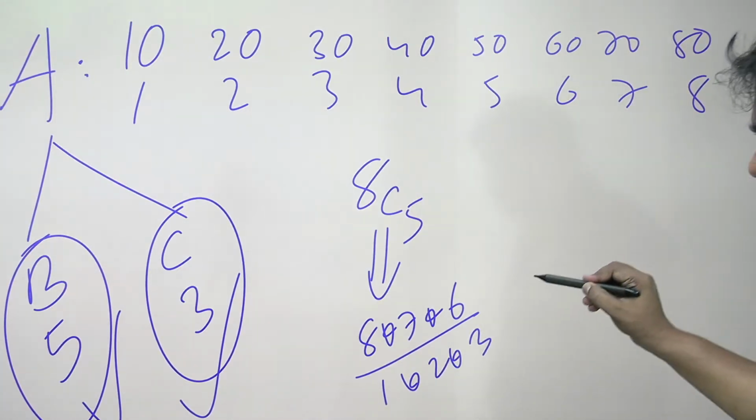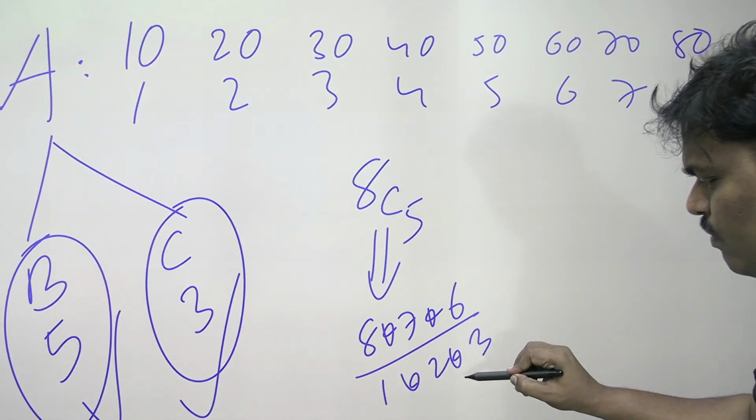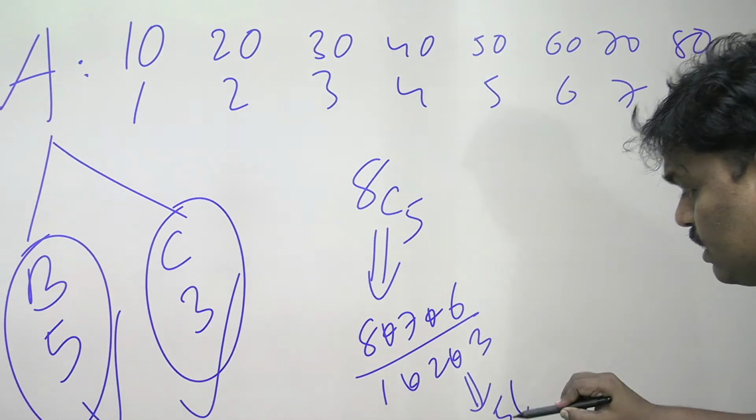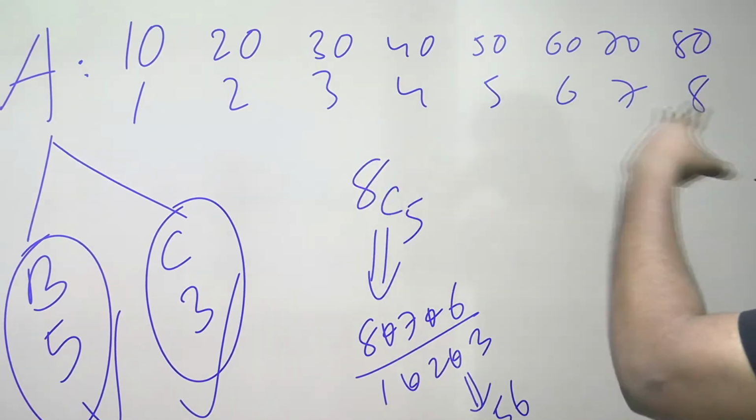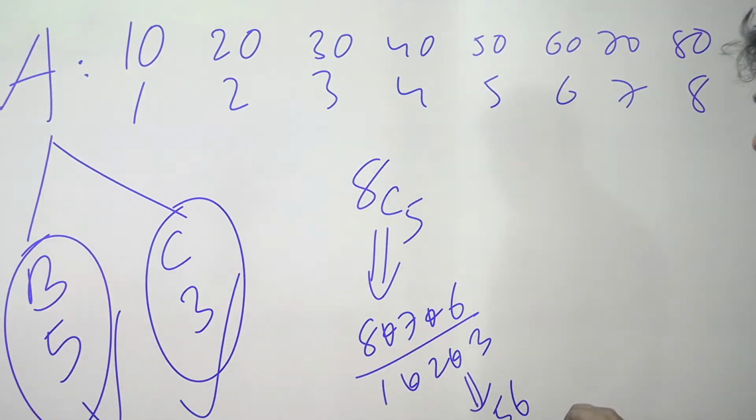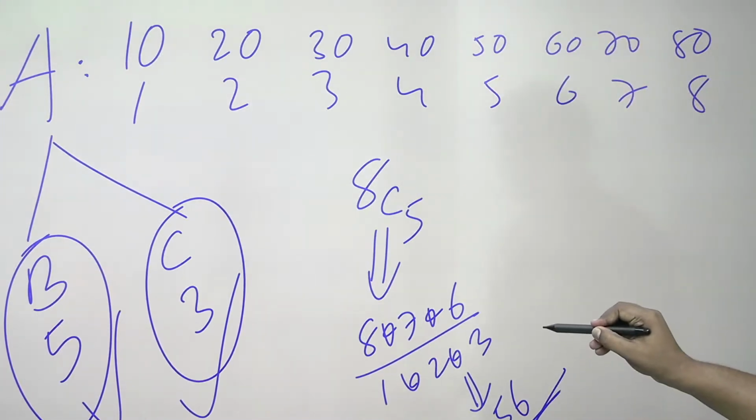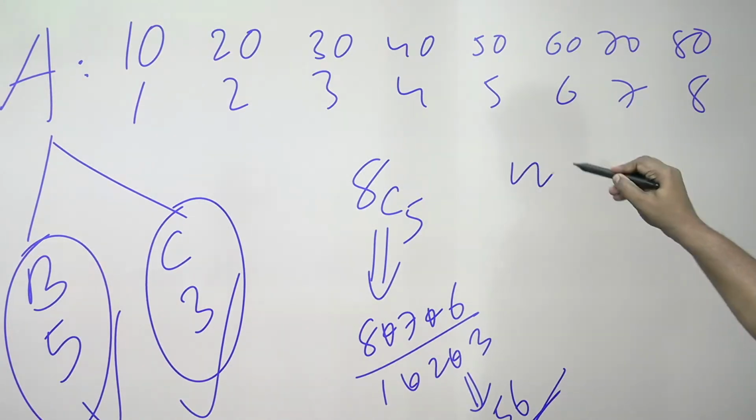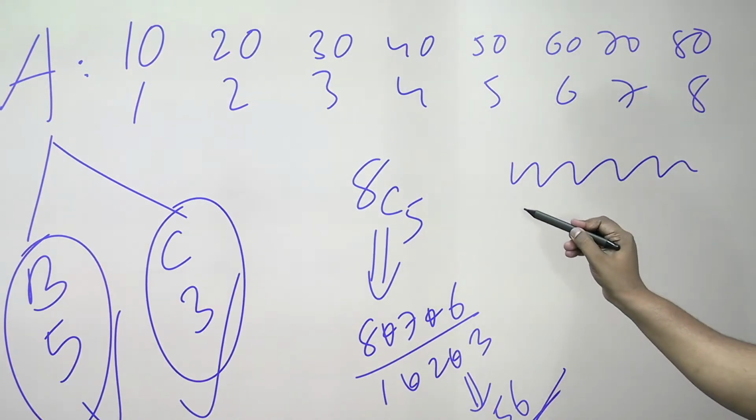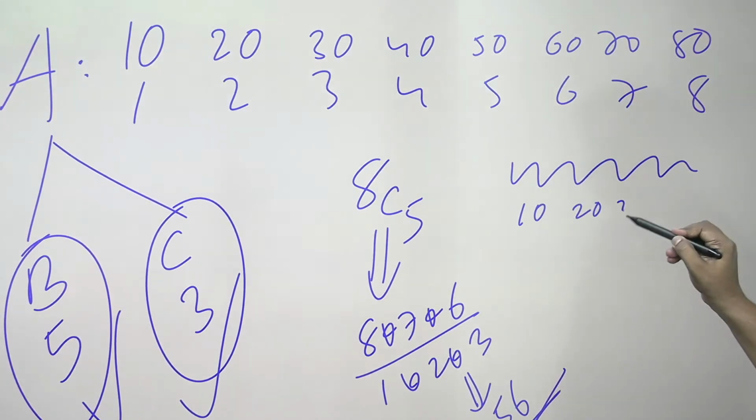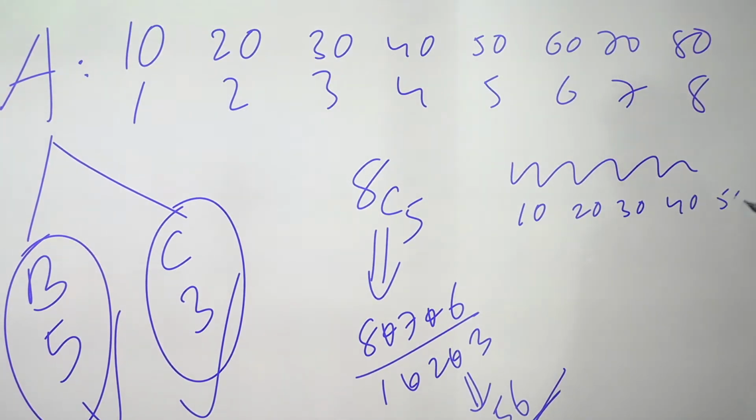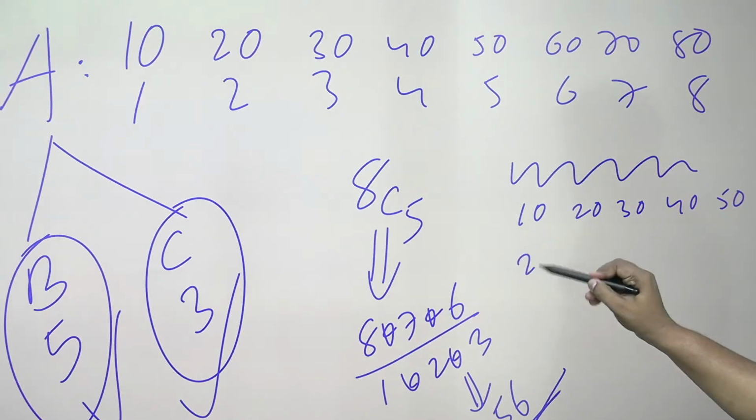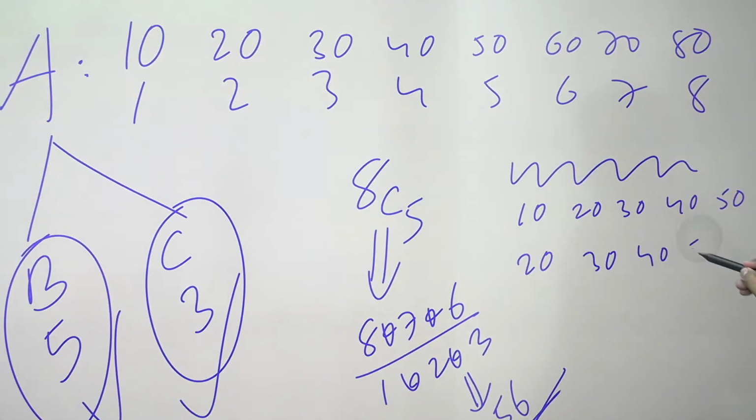Okay, so now see the answer. 8C5 is 56. Remember, out of 8 selecting 5, there are 56 ways. But the interesting thing is these 56 ways. Let's take the first way: 10, 20, 30, 40, 50. That's the first way. The second way is 20, 30, 40, 50, 60. Like that, 56 ways are there.